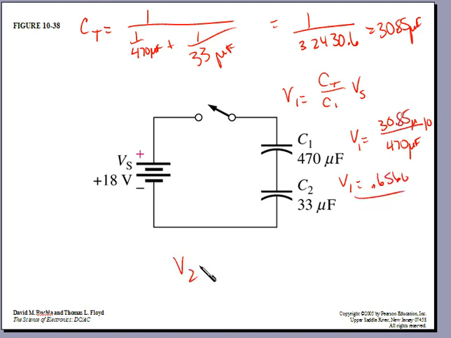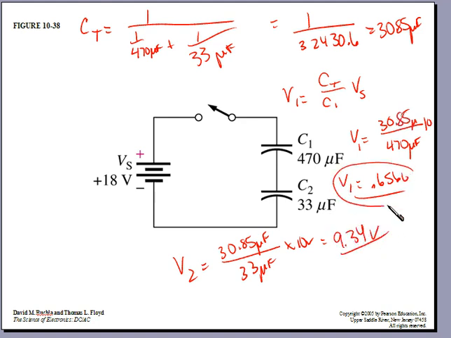And V2 is going to be 30.85 micro over 33 micro times 10 volts, which is basically most of the voltage, 93% of it, 9.34 volts. Okay, so that would be V1 and V2. So once the capacitors charge, they will have that voltage on it. There'll be no current.